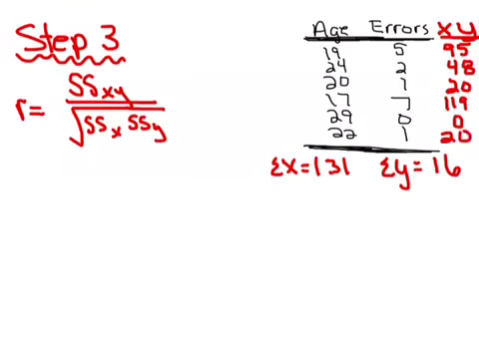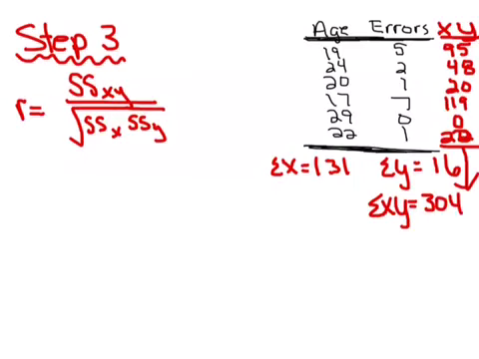Oops, not 20, but 22. So what we're going to do, I'm going to put a little arrow, is make a note. That is our sum of xy when we add those up. So when you add 95 plus 48 plus 20 plus 119 plus 0 plus 22, you should be getting 304.